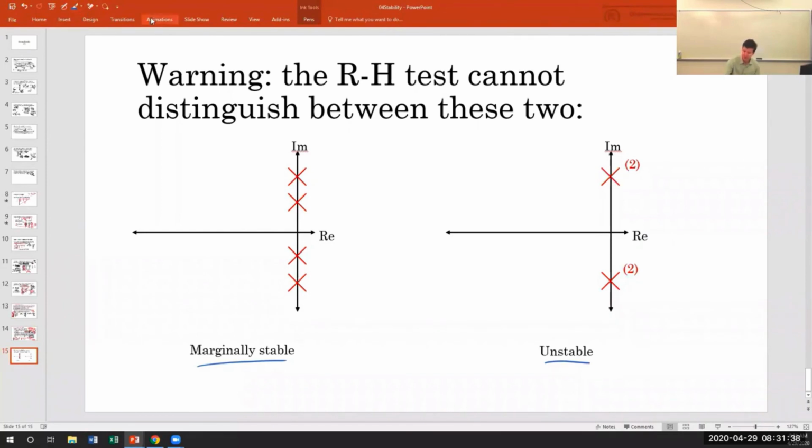So I would call this a very edge case. But I'd be remiss if I didn't tell you that it's a possible failure of Routh-Hurwitz to distinguish between this kind of marginally stable system and a truly unstable system. All right, that wraps up the stability unit.